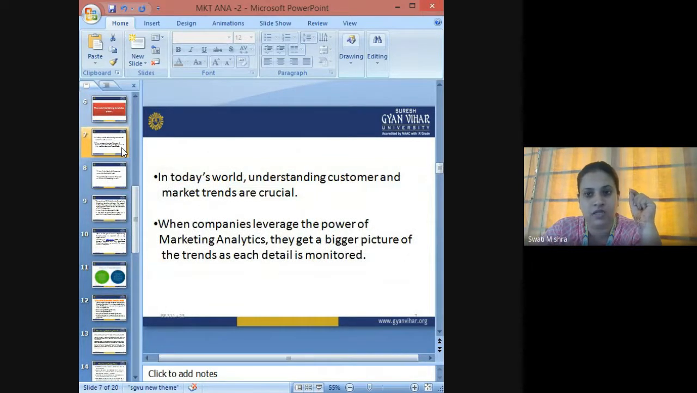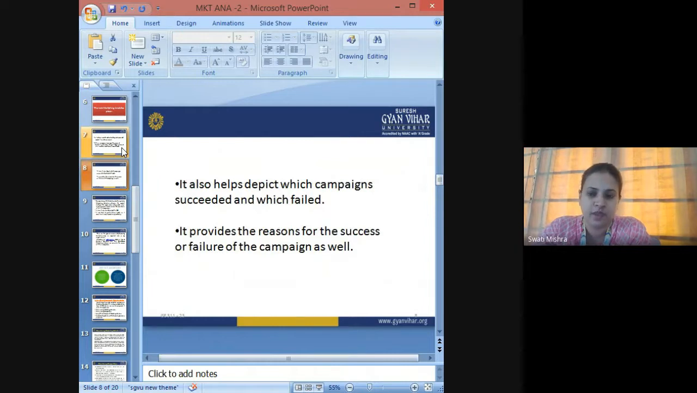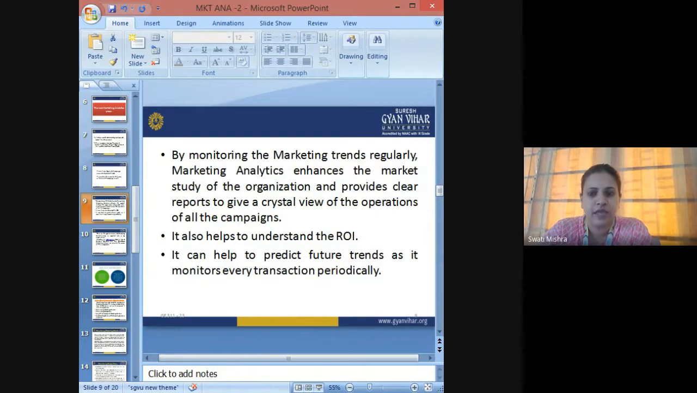customers and market trends are highly crucial for every organization, and marketing analytics supports these organizations by giving them a bigger picture of the trends, as each detail is monitored through analytics tools. It helps to depict which campaigns are going to succeed and which ones are not. It provides the reasons for the success or failure of the campaigns as well. It monitors marketing trends regularly, enhances the market study of the organization, and provides a crystal clear view of the operations of all the campaigns.